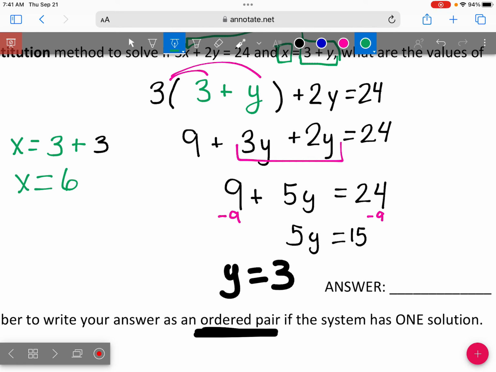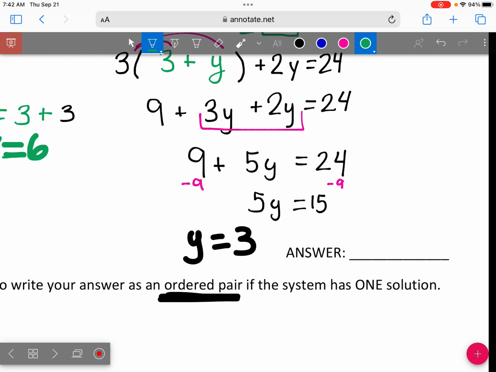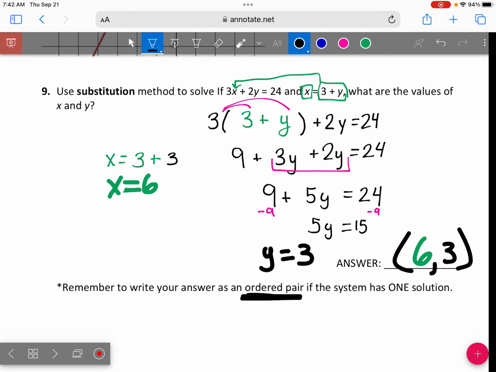So my solution to this system is the ordered pair 6, 3. Ordered pair. Put it in parentheses. Yes, you must.